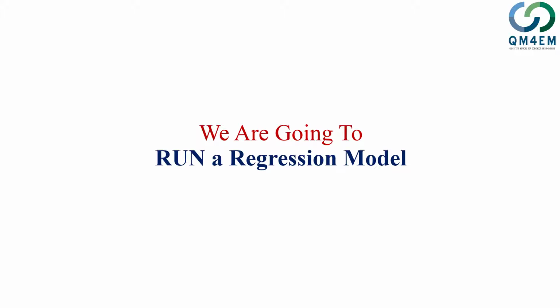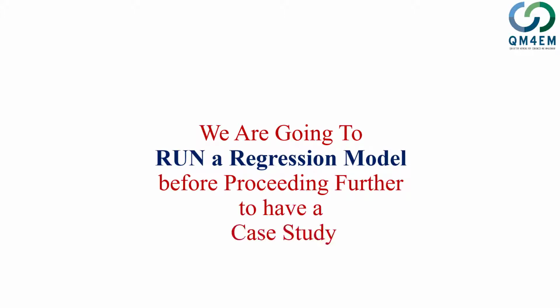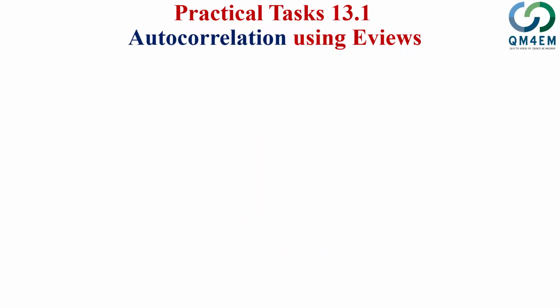So today we are going to run a regression model, before proceeding further, as a case study, and then we are going to see the remedial measure and apply that remedial measure to fix the problem of autocorrelation in this particular model. So the model which we have, I will name it practical task 13.1, and we are going to discuss autocorrelation using Eviews.